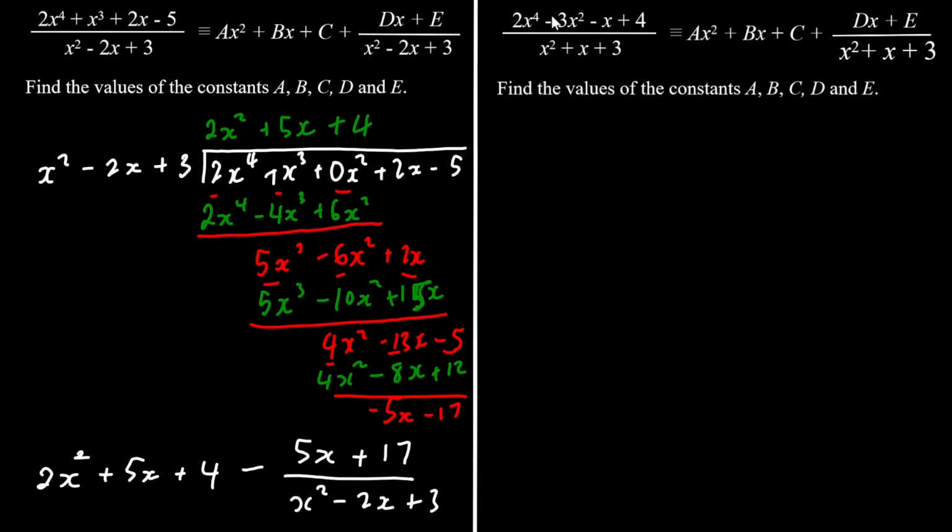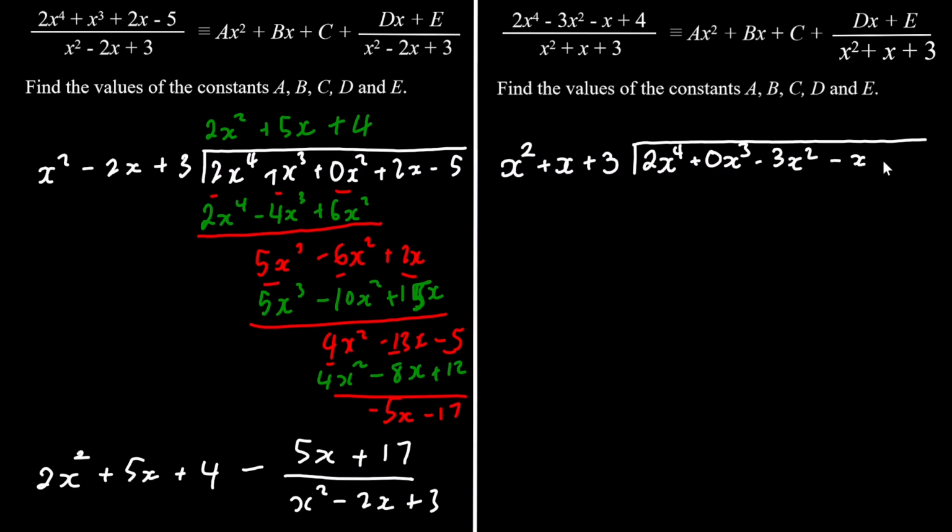So this time the x cubed is missing, but we're going to do the same thing with 0x cubed. So we are dividing by x squared plus x plus 3. And we have 2x to the power of 4 plus no x cubeds minus 3x squareds minus x plus 4. So we'll start by doing 2x to the power of 4 divided by x squared, which is 2x squared.